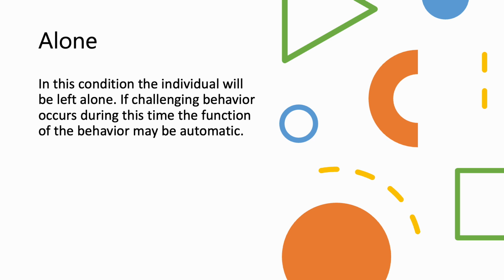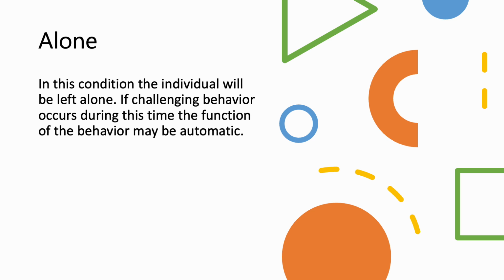In the alone condition, the individual is going to be left alone in a room. Obviously, we're going to have eyes on them while they're alone. And the reason why we're leaving them alone during this condition is to see if this behavior that they're exhibiting is automatically reinforced. That means they're reinforcing it by themselves and they don't need anyone outside of themselves to make that behavior happen.